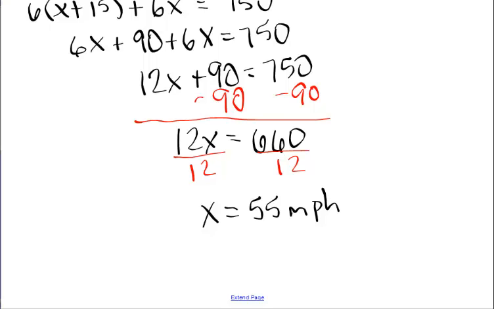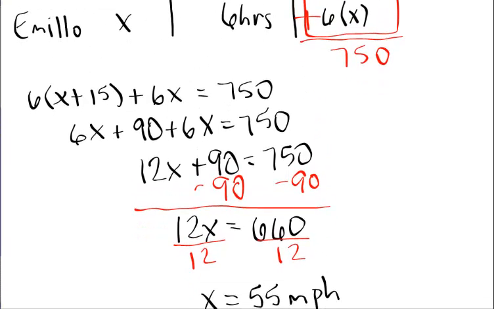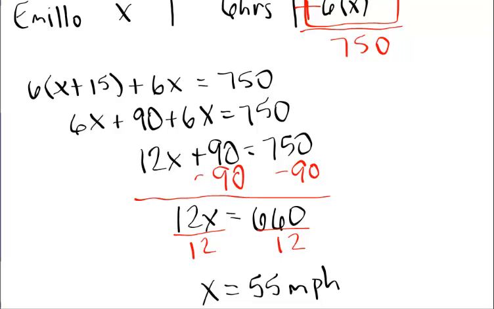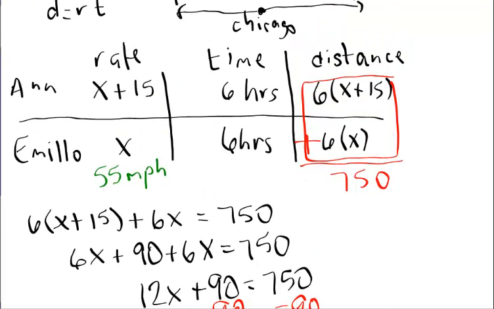Now, 55 miles per hour, who is that? Who is x? Emilio. So if Emilio is 55 miles per hour, what would Ann be? 55 plus 15. Okay?